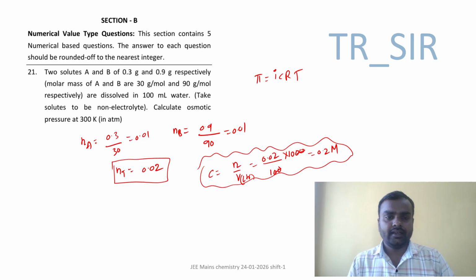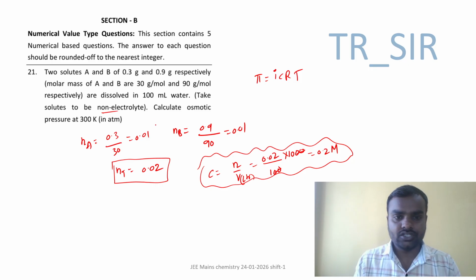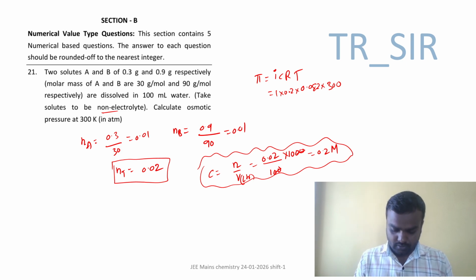Now what do we need here again? The i value. They mention it is non-volatile, so it is a non-electrolyte, i is equal to 1. Substitute here: 1 into 0.2 into the R value 0.0821, and the temperature given is 300 Kelvin. So after solving, 0.2 into 300 into 0.0821, we are getting 4.9.